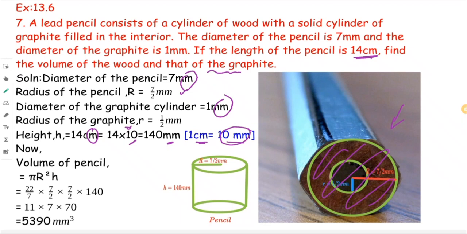So volume of the pencil, what will be the formula? Also remember, capital R is for the pencil and the small r is for the graphite. Now the pencil is a cylinder, so pi r square h. Pi is 22 by 7, radius is 7 by 2, squared, height is 140. Then we can start dividing. 7 on 7, 2 twos are 4, then 2 7s are 14. At the end I'm going to have 11 into 7 into 70, which when I multiply gives the volume of the pencil, the whole thing, equal to 5390 millimeter cube.